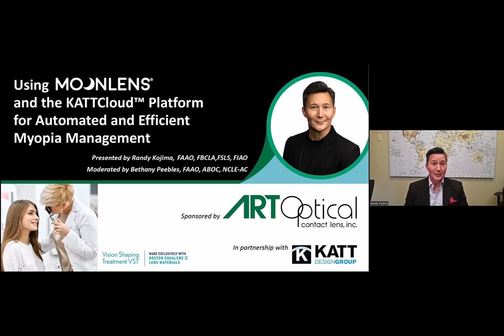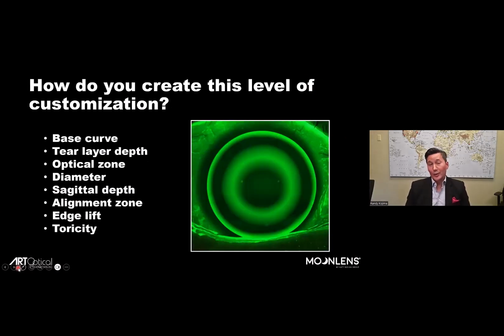So let's begin. Now, in the last webinar, if you were on that broadcast, we talked about the many ways you can customize the MOONLENS: the base curve, the tear layer depth, the optic zone size, the lens diameter, the sagittal depth, the alignment zone shape, the toricity, the edge lift. Basically, you can completely customize this lens to create an eye, patient, age and RX specific lens for each individual eye. So there's a high degree of customization.